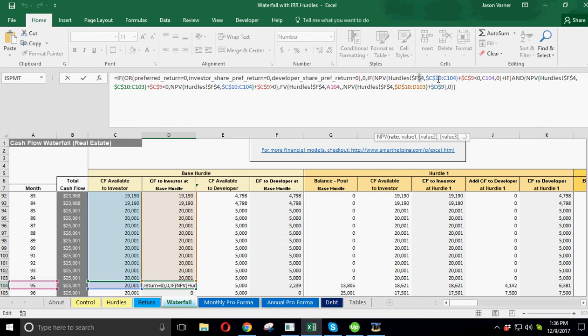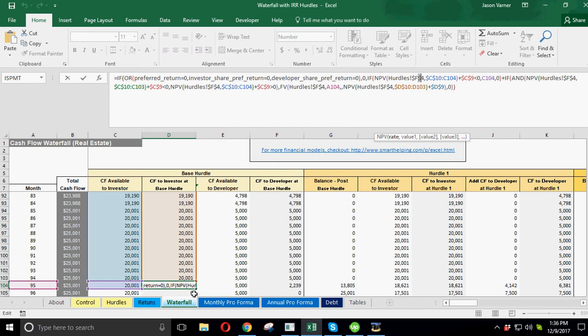going to be the cash flows after month 0, so C10 to C104, which keeps going down as you go down the row, so C105, 106. If that's less than 0, that would mean you have not reached the hurdle. So if it's less than 0, then you're just going to take whatever cash is available at the base, which is just going to be the percentage defined in the returns rate, because it's the base.